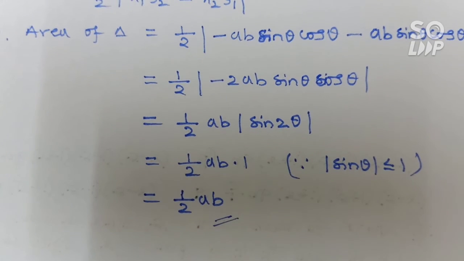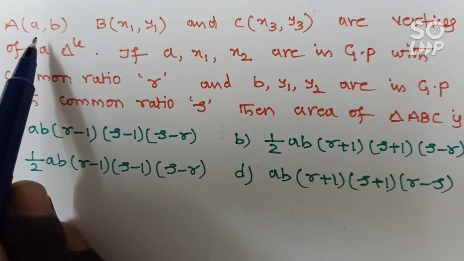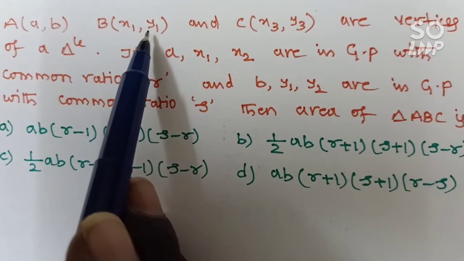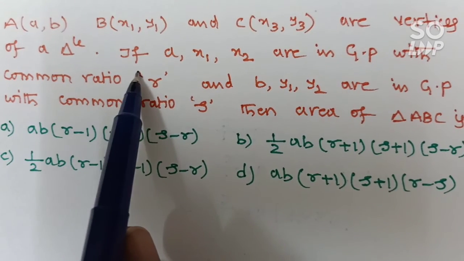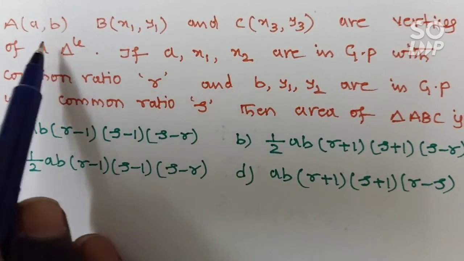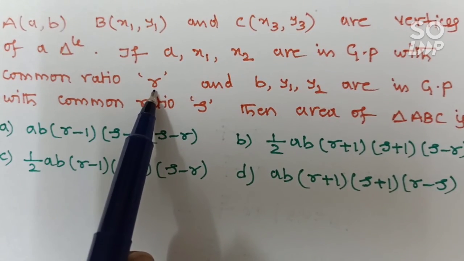Okay. Now we will see one more question in this model. In this problem, A is equal to small a, b; B is equal to x1, y1; C is equal to x3, y3 are the vertices of a triangle. a, x1, x2, these are the x coordinates of the points, are in GP with the common ratio r.